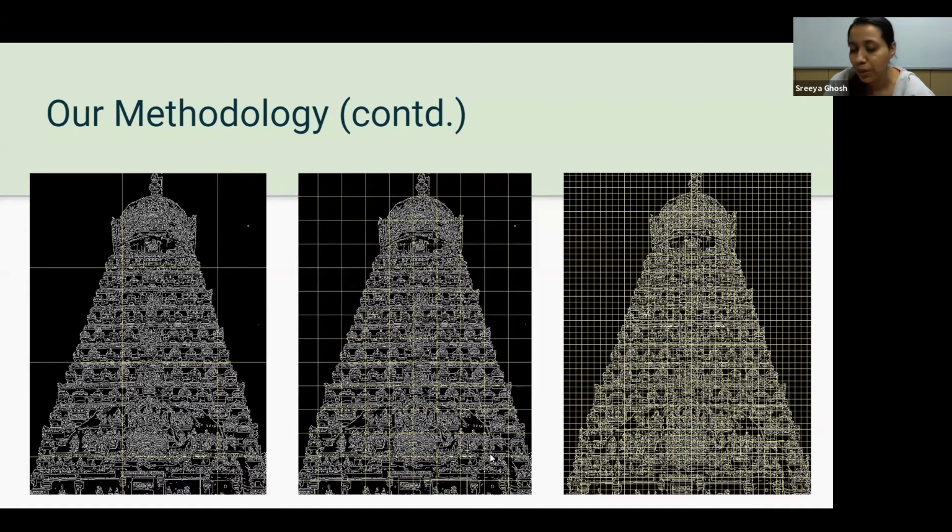We have repeated the process from grids of size 2 to the power 9 to 2. The image on the left hand side has 256 pixels. Then the middle one is with 64 pixels. And the one on the right hand side has 16 pixels.